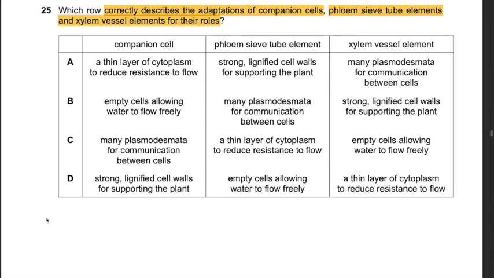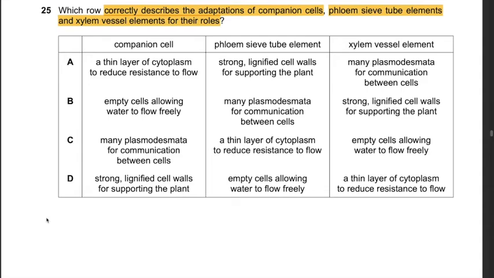Question 25. Which row correctly describes the adaptations of companion cells, phloem sieve tube elements and xylem vessel elements for their roles? If you look at A, companion cell, a thin layer of cytoplasm to reduce resistance to flow, that is obviously incorrect. If you go to answer B, empty cells allowing water to flow freely. For companion cell, that is incorrect, as companion cells are not empty cells.